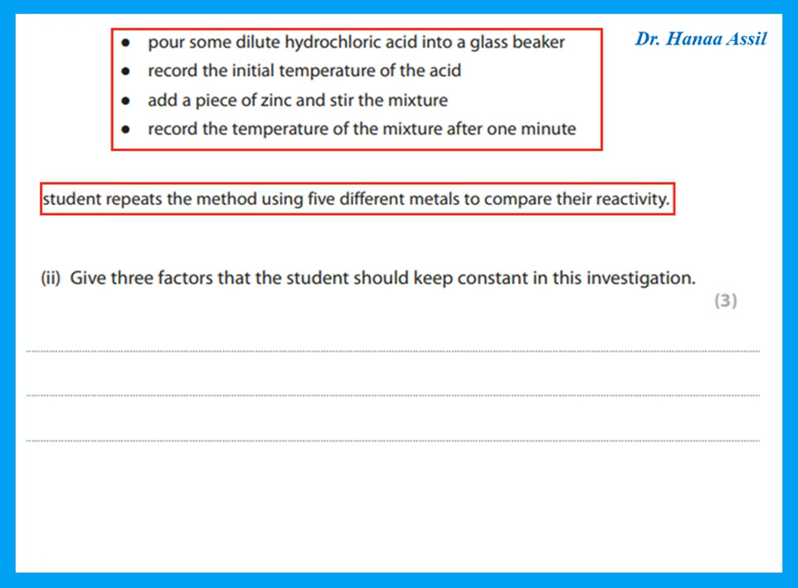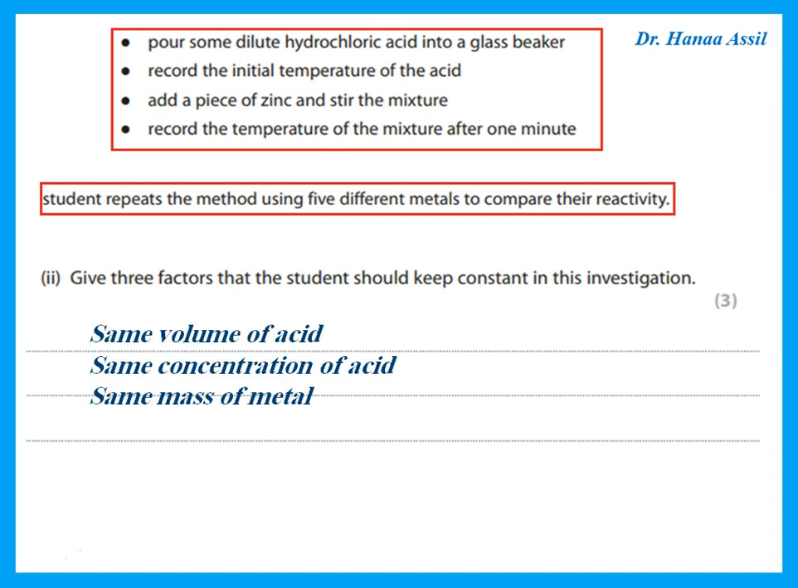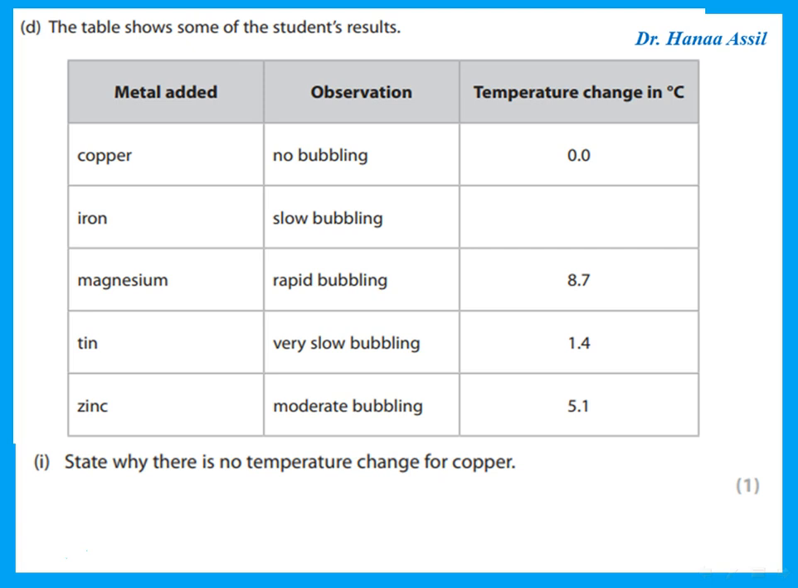Record the temperature of the mixture after 1 minute. And he's saying he's going to repeat it using 5 different metals. So he's changing the metals. What should he keep constant? He should keep everything else constant. So he should use same volume of acid, same concentration of acid, and same mass of each metal. So these are the factors he should keep constant.